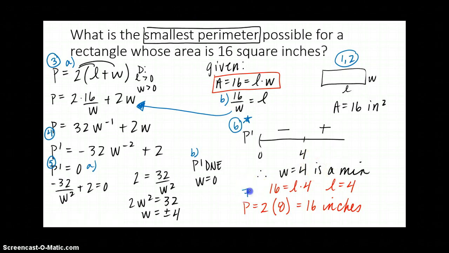And then lastly, actually answer the question. So it didn't ask for the dimensions, it asked for the smallest perimeter. So 16 inches would be our final answer.